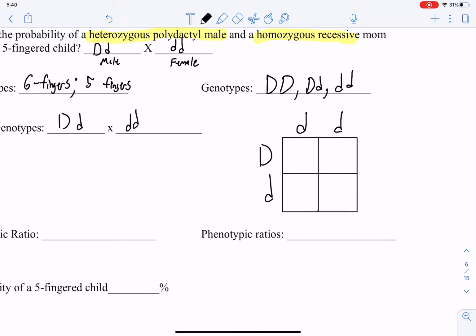And really all we need to do is just take these and drag them into the box. So we put a big D there and there. We can go ahead and move this D down here. Move this guy over in all of the boxes. And then move this one over here.